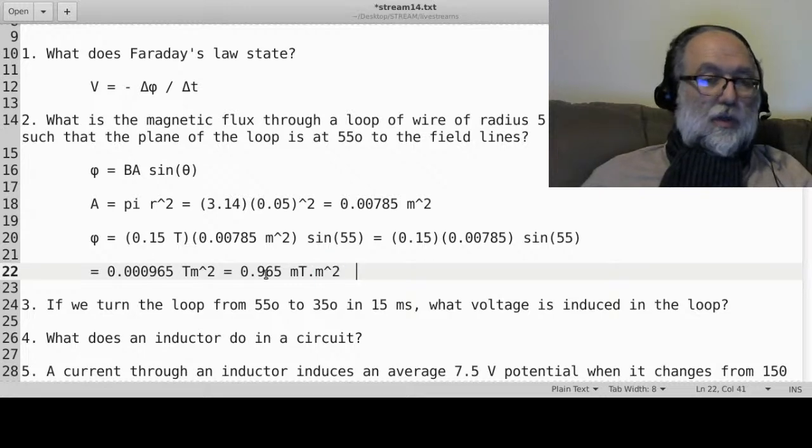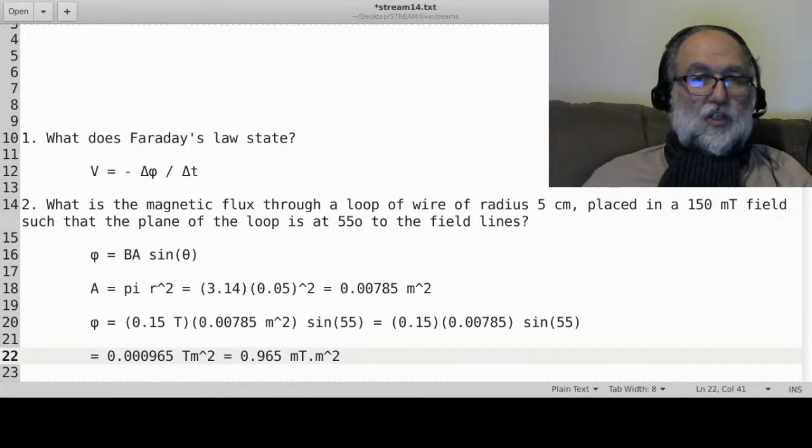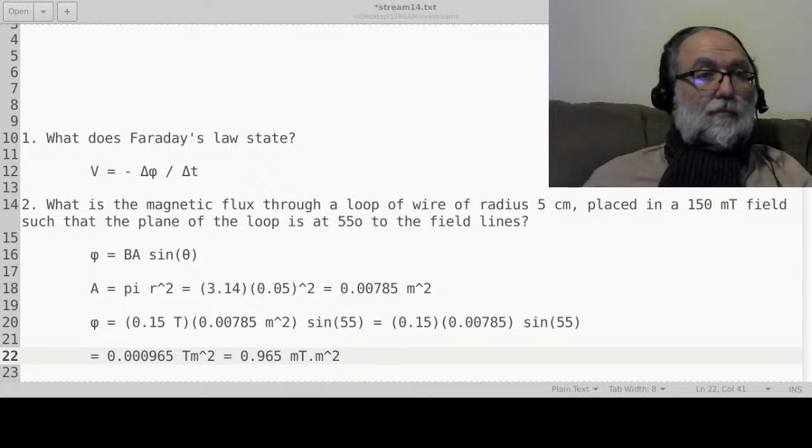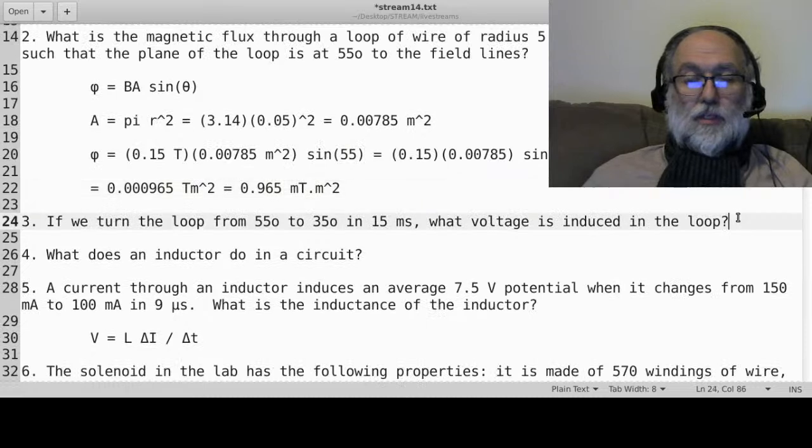Okay, and so there you go, that's the flux through that loop of wire. So let's read the question again and see that we answered it. What's the magnetic flux through a loop of wire of radius 5 centimeters placed in a 150 millitesla field such that the plane of the loop is 55 degrees to the field lines? The answer is close to 1 millitesla meter squared. Now here's the next part.